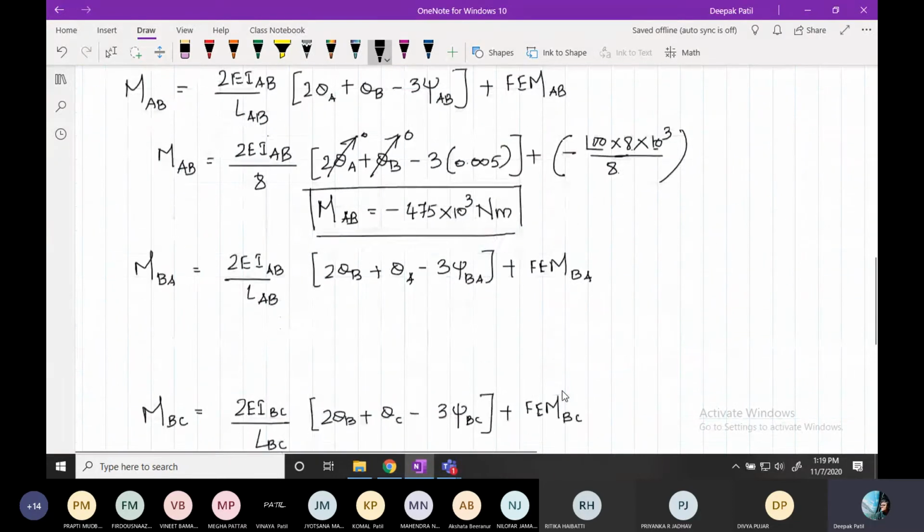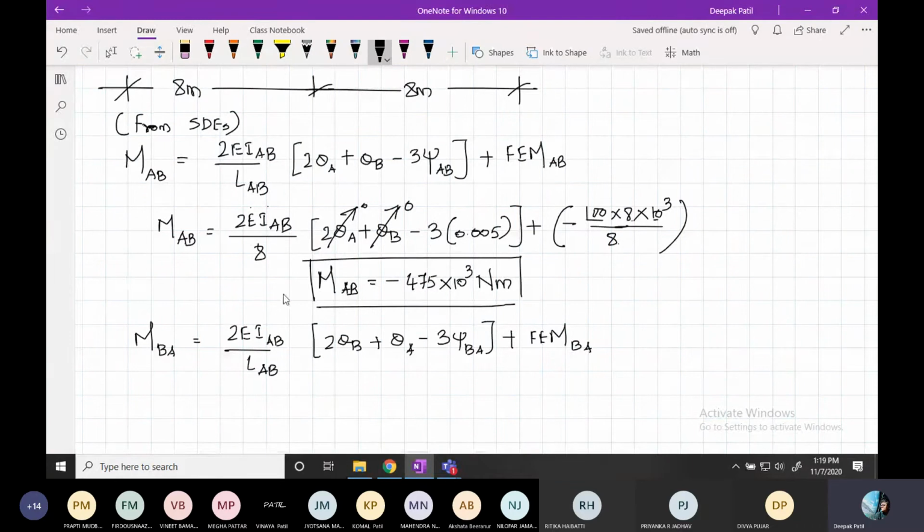Similarly, are you clear with this, students? Are you clear with this calculation?